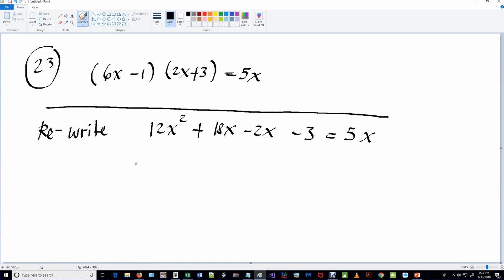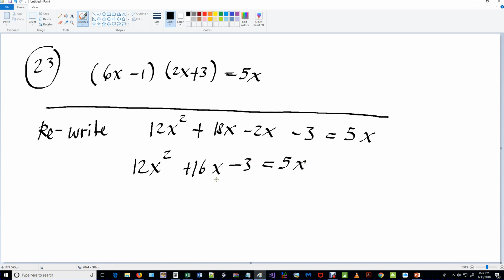Let's simplify the left side. So the left side you had 12x squared, 18x minus 2x. That's 16x minus 3. And still this is equal to 5x.